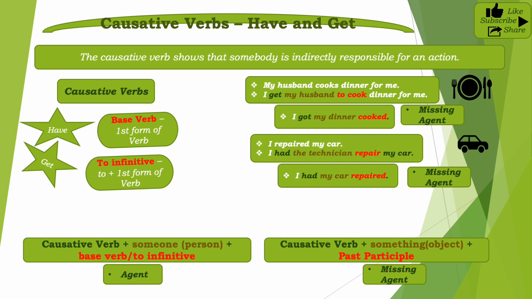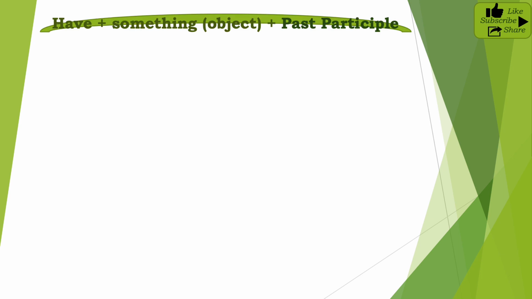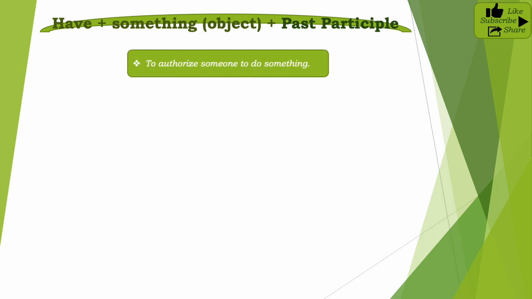I think by making these comparisons, you understood why we use structure number 1 and why we use structure number 2. Let's discuss the causative verb have with the second structure. That means have, something, object, and past participle, that means third form of verb. We use causative verb have when we authorize someone to do something. In other words, we can say we make somebody responsible to do something for us.